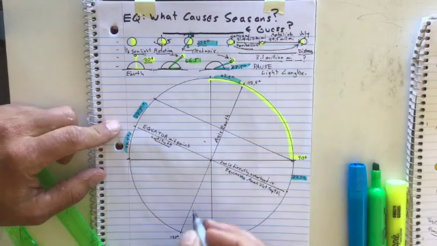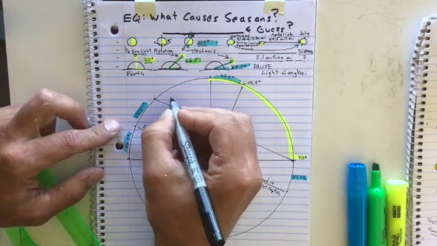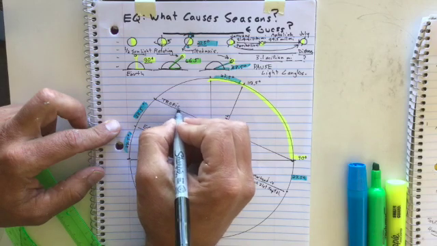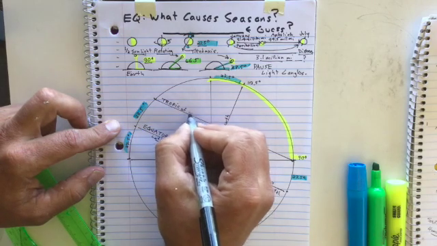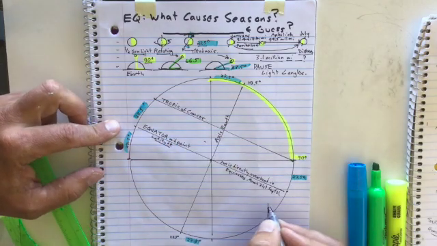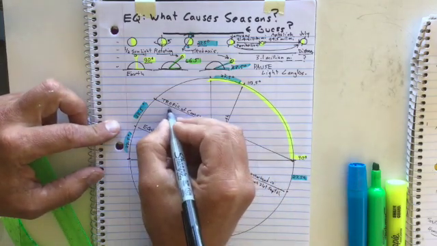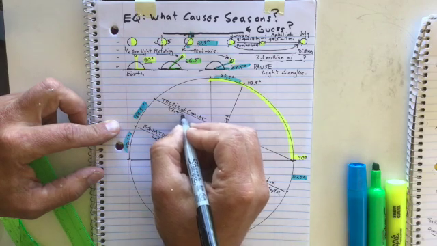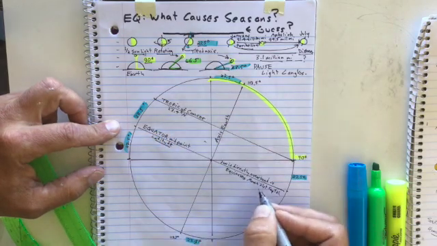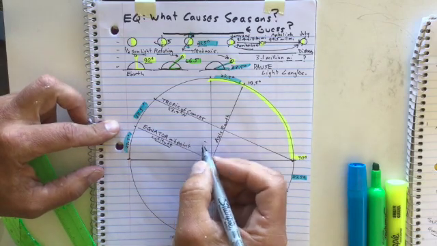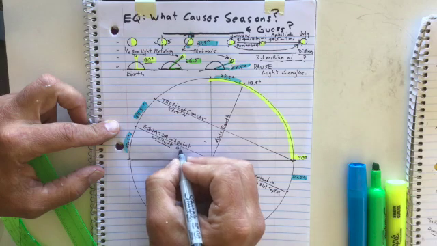Now this line right here is a parallel of latitude. This is called the Tropic of Cancer. Okay, and this is 23.4 degrees north. So navigators, astronomers, they'll use latitude to figure out where things are on Earth. And again, the equator would be 0 degrees.